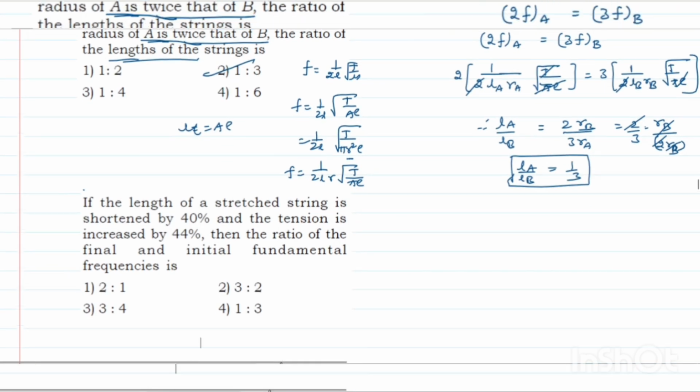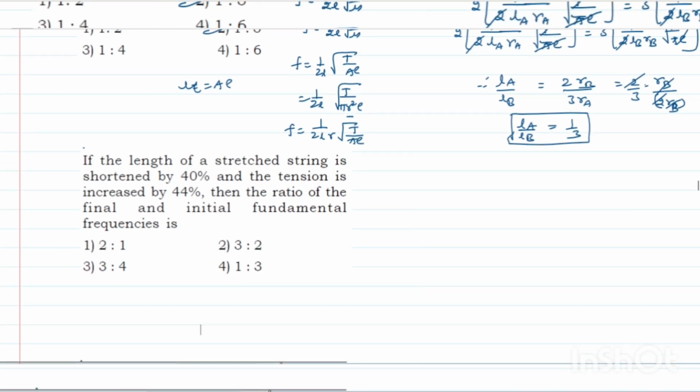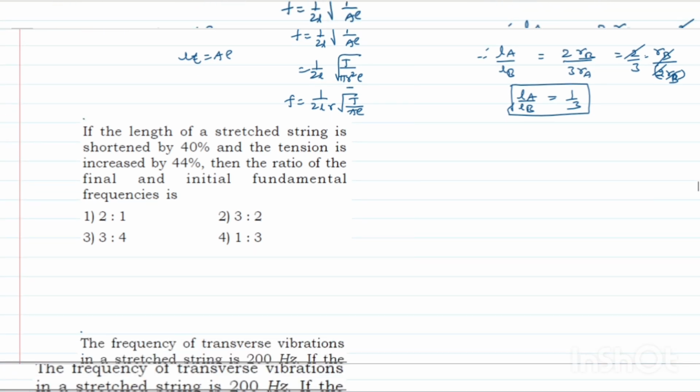Let us see the next question, students. If the length of the string is shortened by 40% and tension is increased by 44%, then they are asking the ratio of the final and initial fundamental frequencies. Here, students, the basic frequency formula is F equals 1 by 2L into root over T by mu.